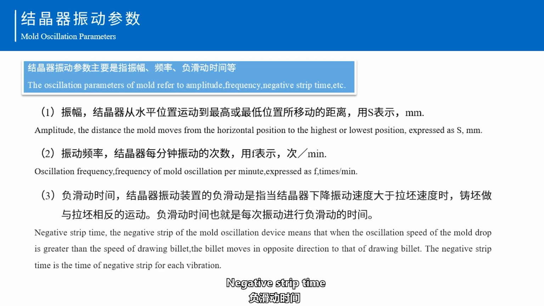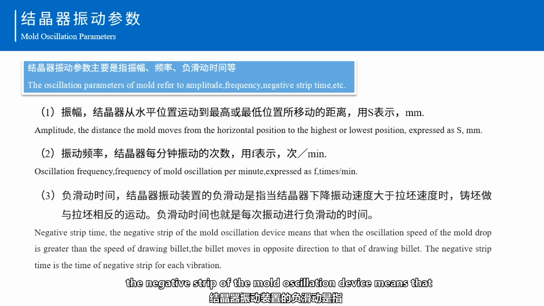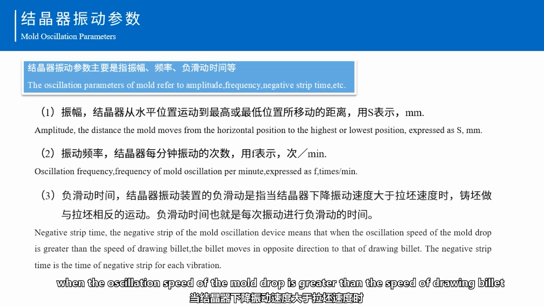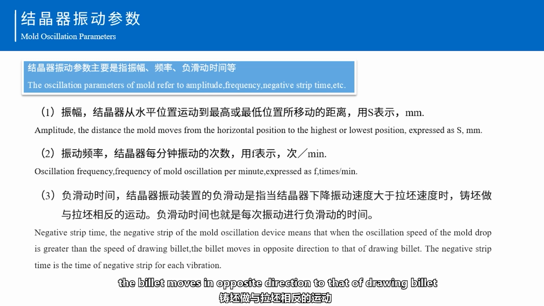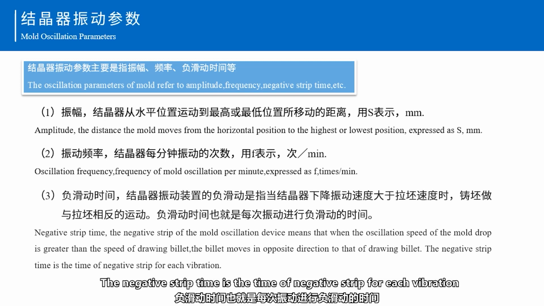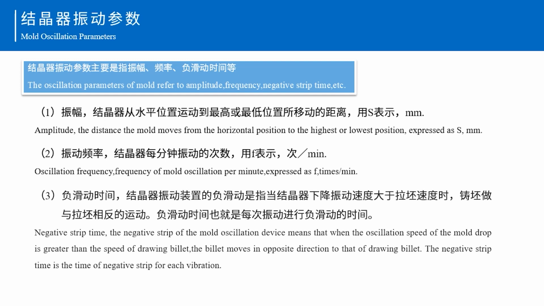Third, negative strip time. The negative strip of the mold isolation device means that when the isolation speed of the mold drop is greater than the speed of drawing billet, the billet moves in the opposite direction to that of drawing billet. The negative strip time is the time of negative strip for each vibration.